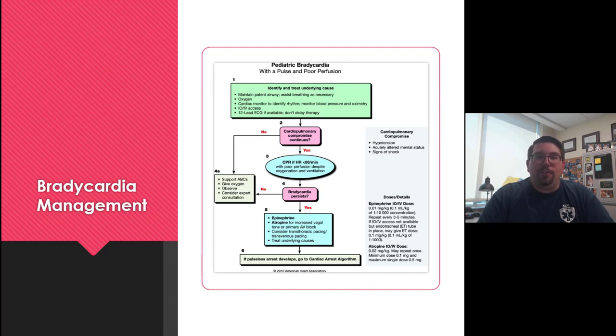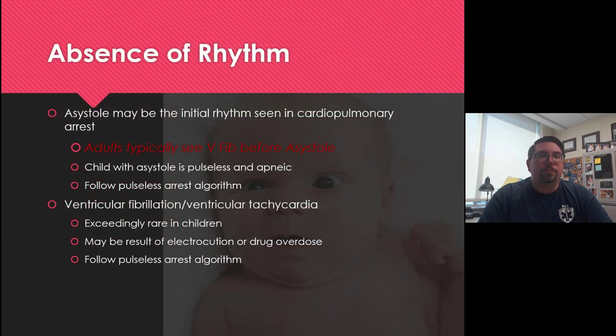Atropine, if you're going to consider that for a pediatric patient, that dose is 0.02 milligrams per kilogram. The minimum dose should be 0.1 milligrams, and the maximum single dose should be no more than 0.5 milligrams. And then again, be prepared to consider transcutaneous pacing and treat underlying causes.